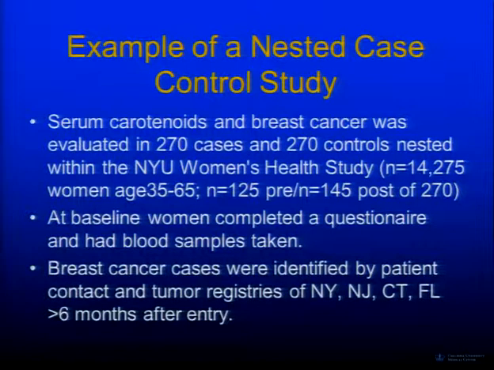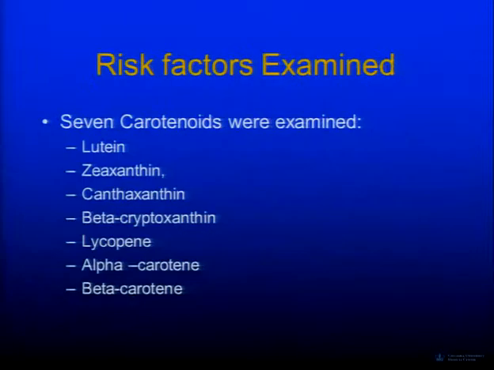In this women's health study, all of the breast cancer cases were identified by patient contact as well as tumor registries for the different states where they thought the cases might have gone. And they looked at anyone who was diagnosed more than 6 months after entry to try and get rid of any premorbid disease. If within a few weeks or a month or two of coming in they got the disease, they might be concerned that that would have impacted the baseline findings. So they looked at seven different carotenoids to see if any of these were related to the risk of breast cancer.